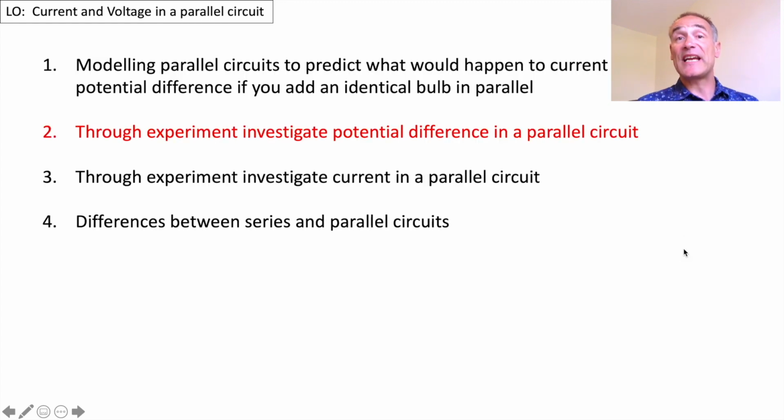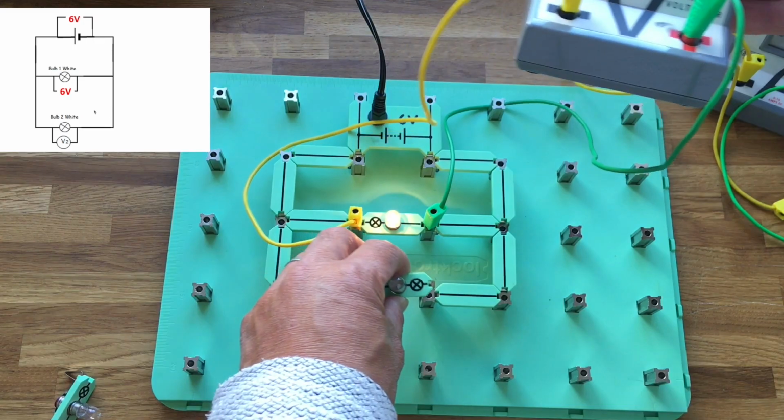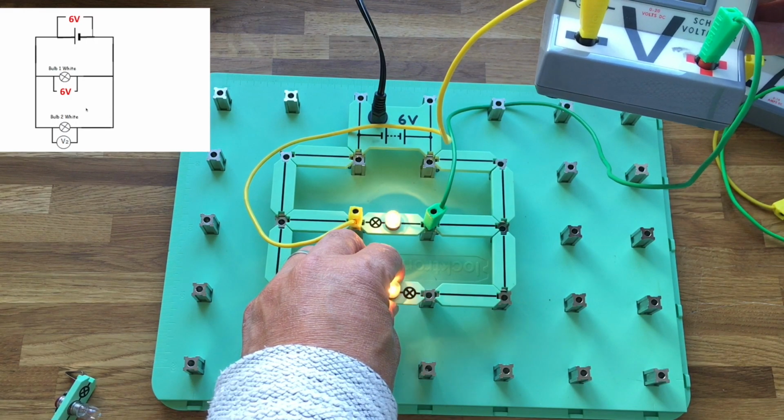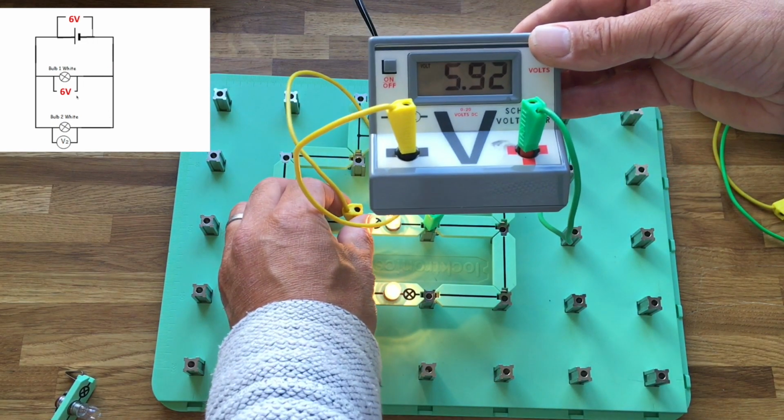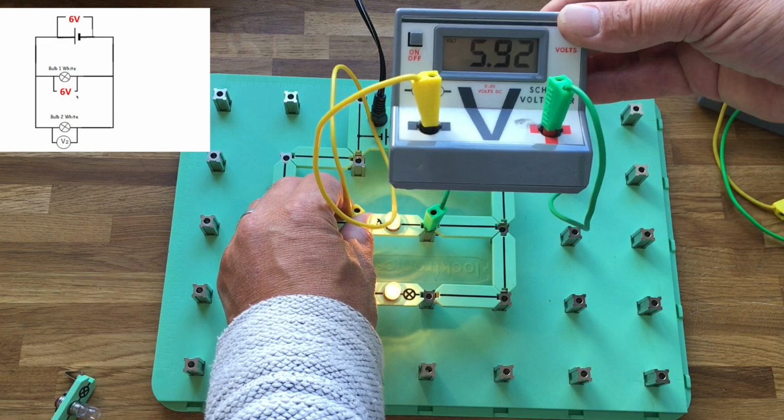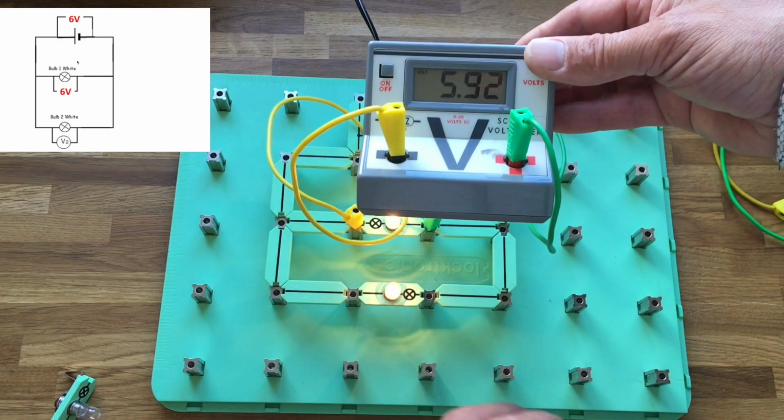So let's look at that in experiment and see whether it's right. Notice when I add a second bulb in parallel, it doesn't actually affect the brightness of the first bulb. And the voltage across the first bulb reads 5.92, which is roughly 6 volts.